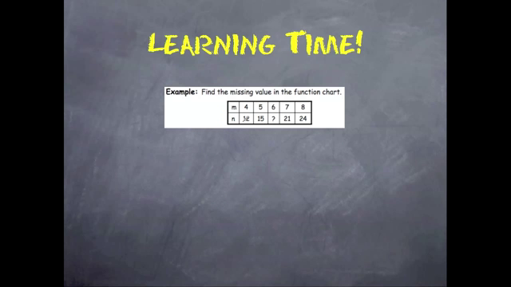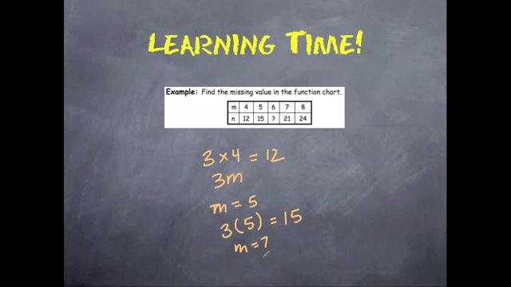So for our new rule, what else can we do to get 12 from 4? We can try 3 times 4, and that gives us 12. So then our rule in this case would be 3M, where M is the input. So we can try that for the number 5. M is equal to 5, we do 3 times 5, and we get 15. So that's right. Let's try it with 7. So M is equal to 7, and 3 times 7 is 21. So it looks like this rule is correct.